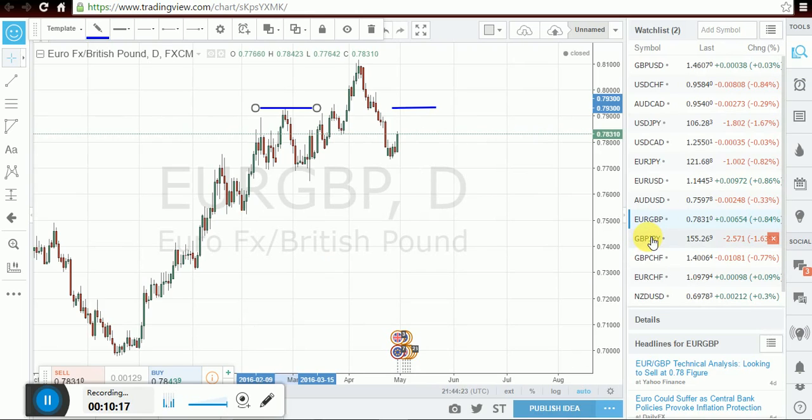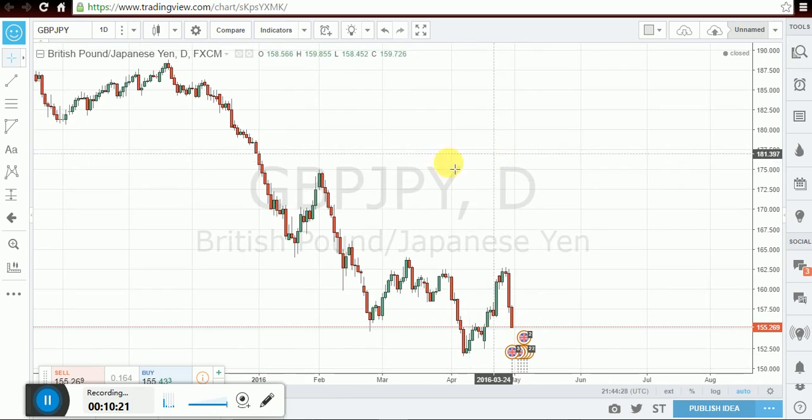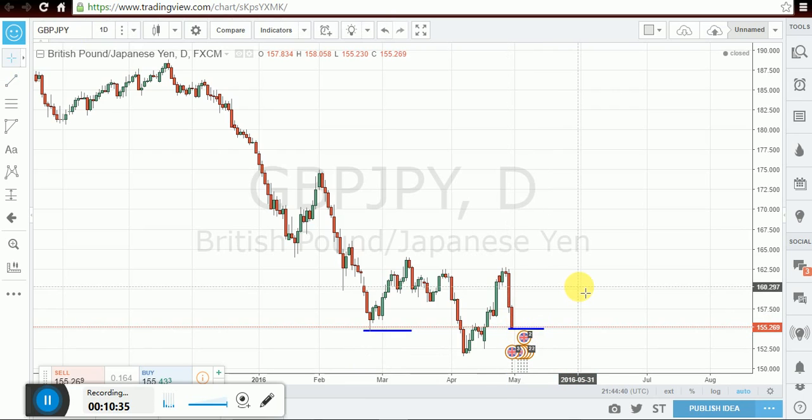Over to the pound yen, I think we do have a similar scenario, but this is an inverted head and shoulders. Again, this is not a pattern I trade, but for those people that trade these patterns, we do have the inverted head and shoulders, which is actually currently at the right area to short. But I would be really careful shorting the yen pairs right now, because they all seem to be heading south at the moment.